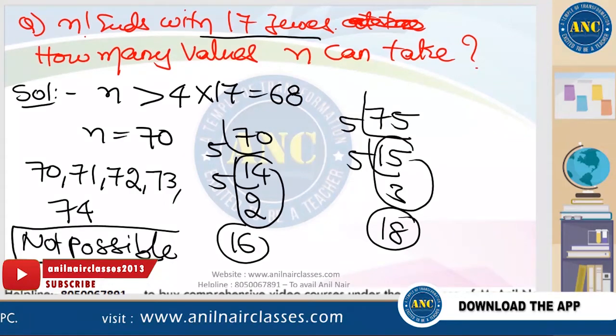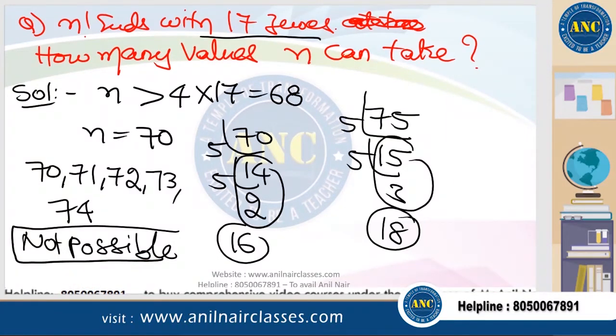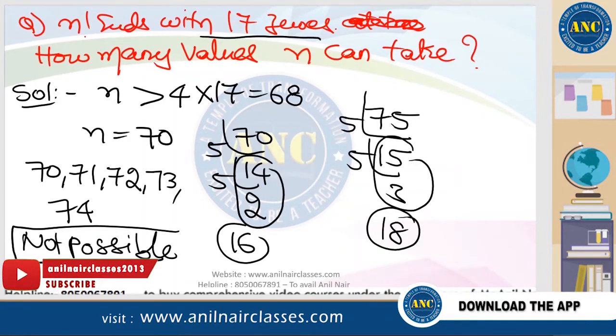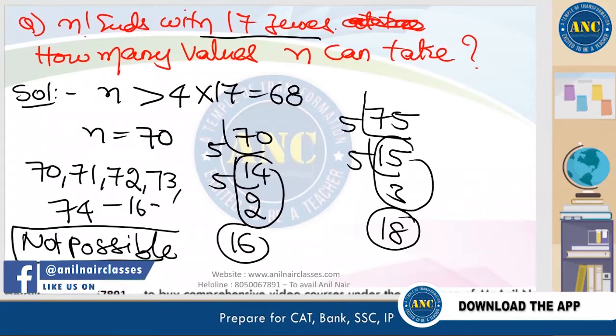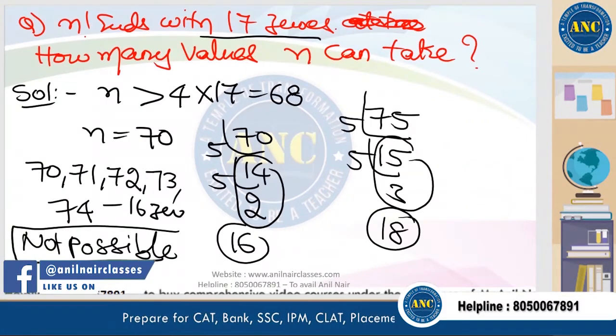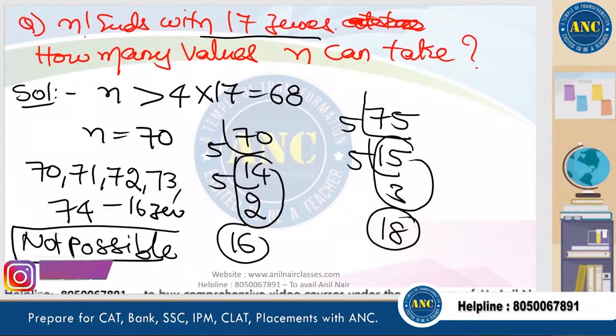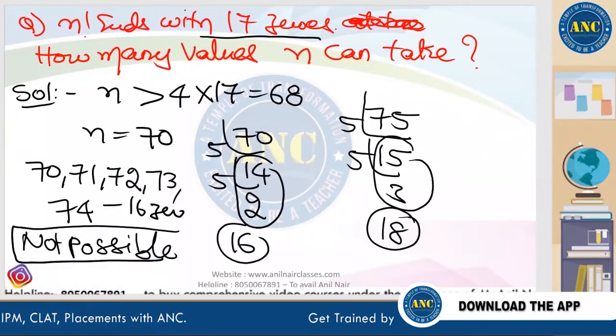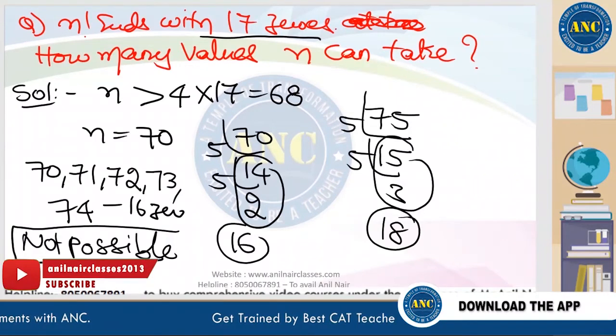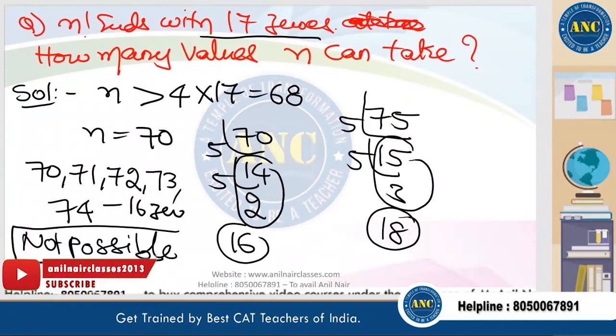So n factorial ends with 17 zeros. N is greater than 4x, 70. 70 to 74 will give you 16 zeros, but 75 will give you 18 zeros. 17 zeros is not possible. I hope the idea is clear. Kindly reply in the live chat if the idea is clear.